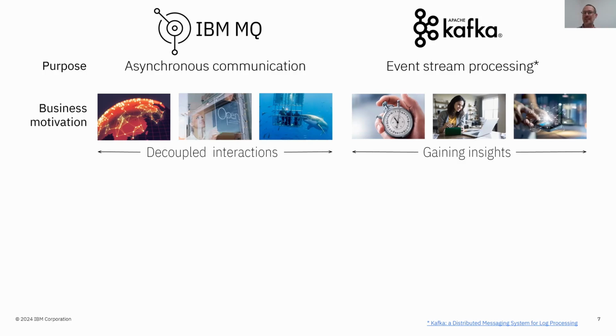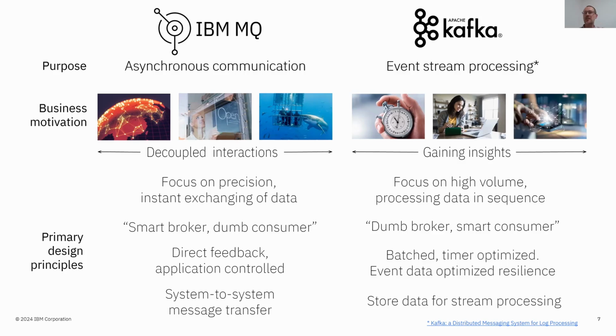Whereas MQ is all about decoupling your applications, from on-prem, on z/OS maybe, to applications running on the cloud and allowing them to communicate, or applications connecting between the clouds and dealing with the inevitable fact that there's often going to be latency between clouds or things like that. And so these two different purposes and business motivations are keenly felt when you look at some of the principal design decisions that underpin MQ and Kafka.